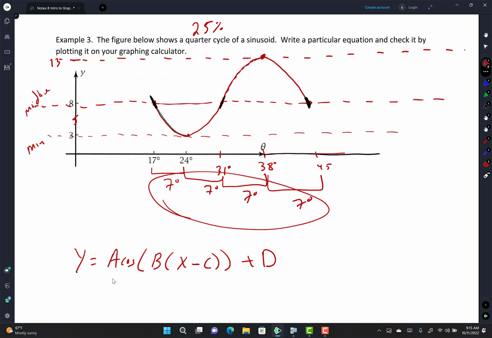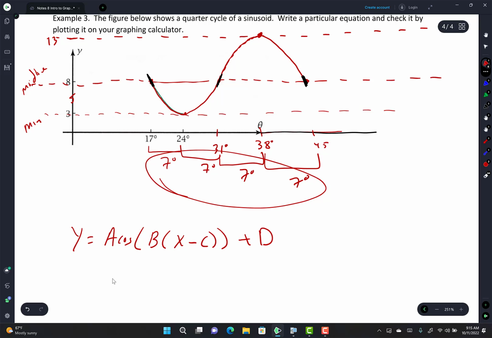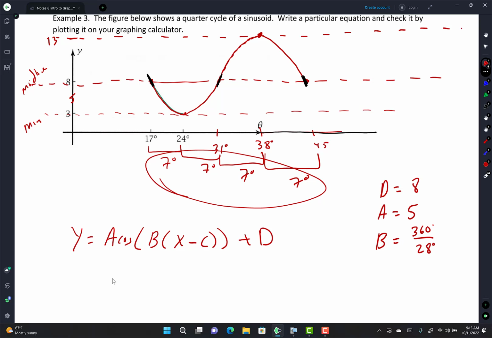It does not matter, and I know some of you are going to think, okay, let's just go down the line first. What do we already know? We know the midline. So we know D is 8, right? We know A, the amplitude, is 5. We know B, well, kind of. B is 360 divided by, not 7. What's 7 times 4? 360 divided by 28. Make sure you put in there that the period is 28 degrees. I'll fix it right now.